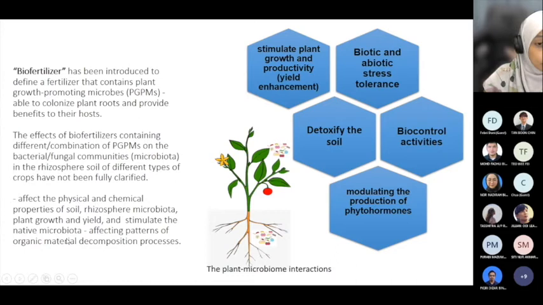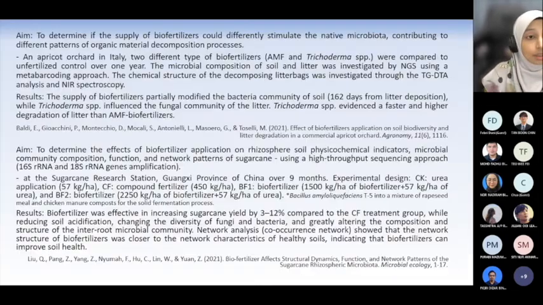Some studies are also looking at the effects on the decomposition process, so how they affect the patterns of organic material decomposition. When it stimulates or changes the native microbiota, the process of decomposition also might be affected, something like that.